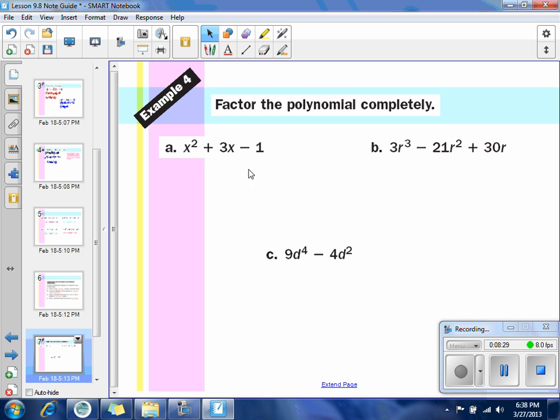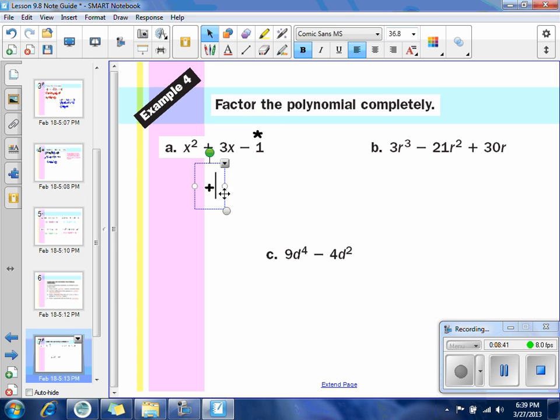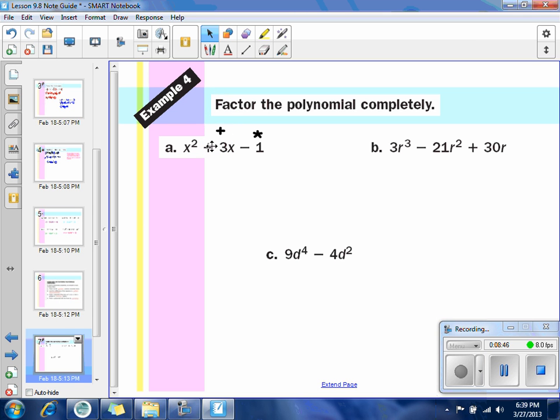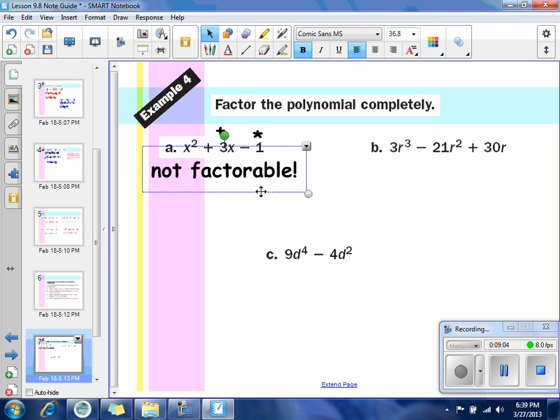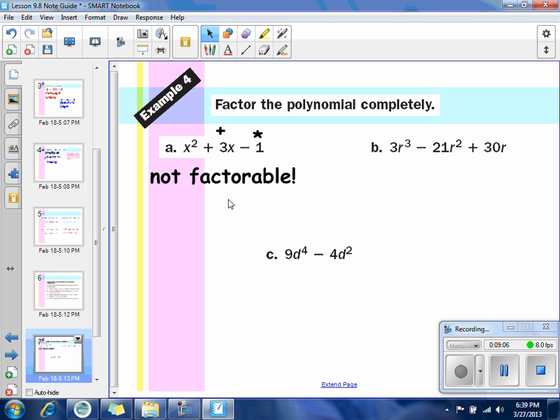So I've got to go to my next level. There is no number in front of the x squared, so I just need something that multiplies to be -1, but then something that adds to be +3. Think about that for a second. What multiplies to -1 but adds to +3? Nothing. The only thing that multiplies to -1 is +1 times -1. That's it. So there are no numbers that will give you this. I know it's not factorable.